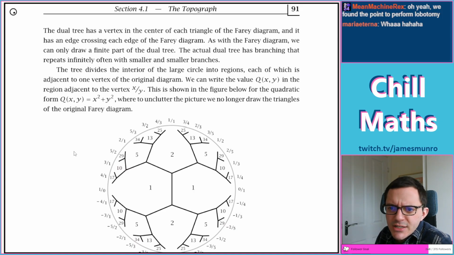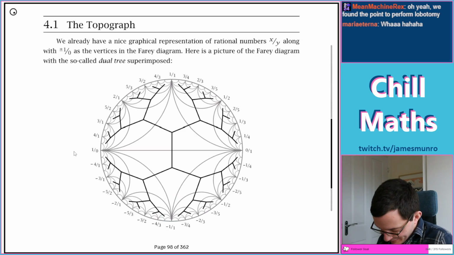The dual tree has a vertex in the centre of each triangle, has an edge crossing each edge of the Farey diagram. We can only draw a finite part. The actual dual tree keeps branching off forever. The tree divides the interior of the large circle into regions, each of which is adjacent to one vertex of the original diagram. Each region is adjacent to one vertex.